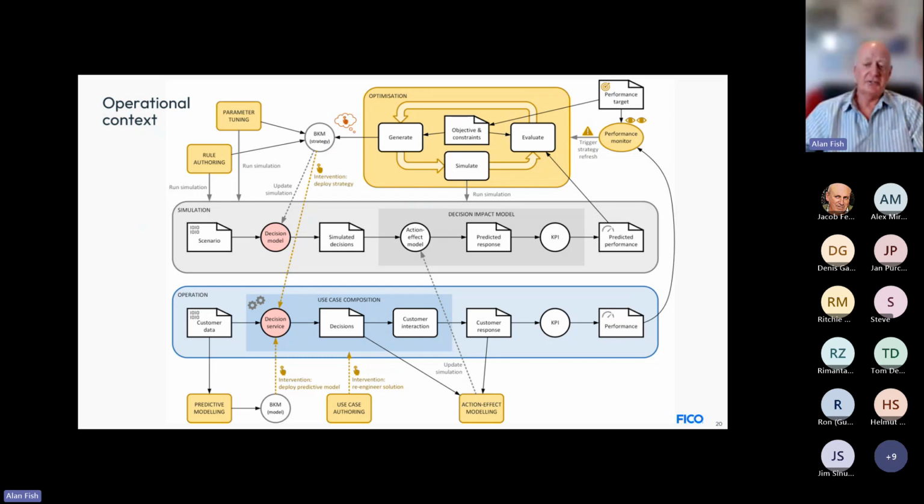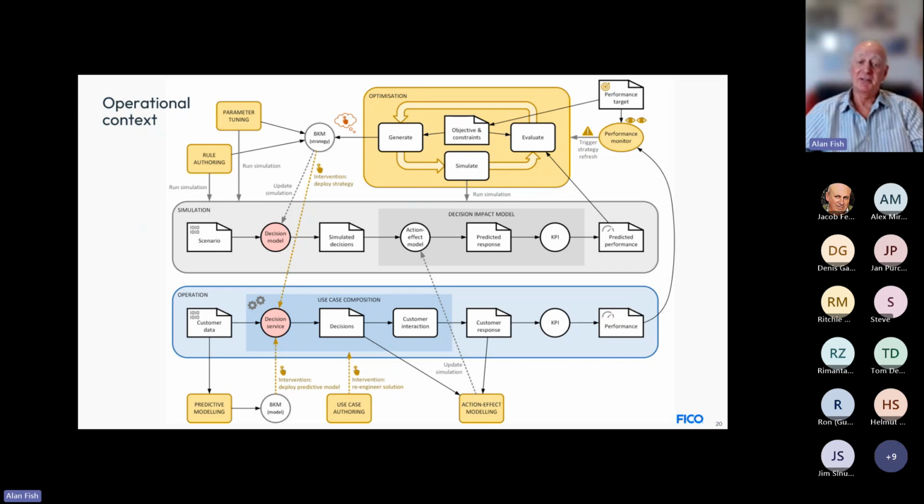The grey strip is a simulated system. So it's still a model of the same use case composition, but it is run entirely in the lab. So we have a scenario which may be historical captured data or maybe entirely invented data. We have exactly the same decision model, because the purpose of this is to model the behavior of the decision service we have deployed, although it may have small specific changes that we're trying out. When we run that, we get simulated decisions.